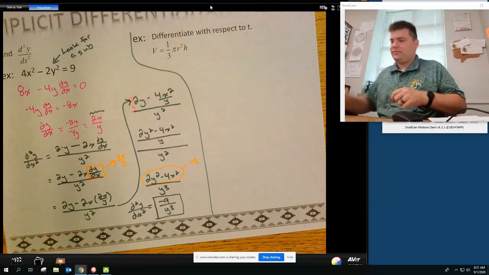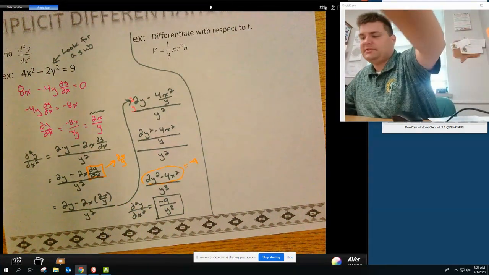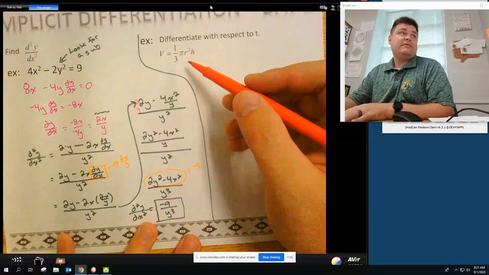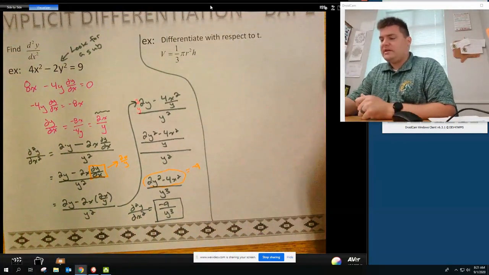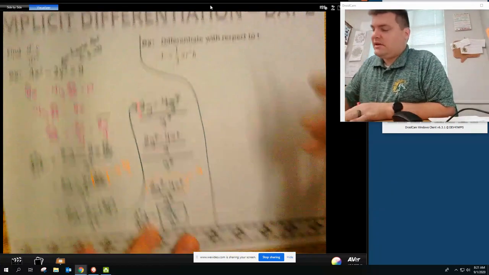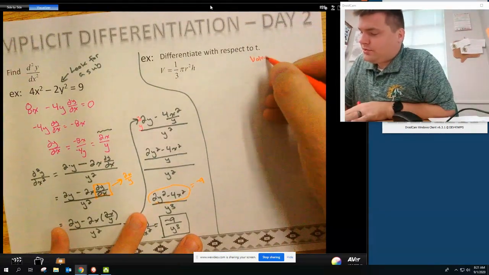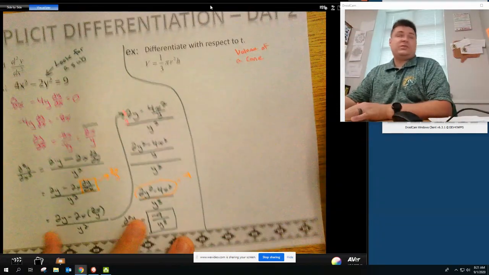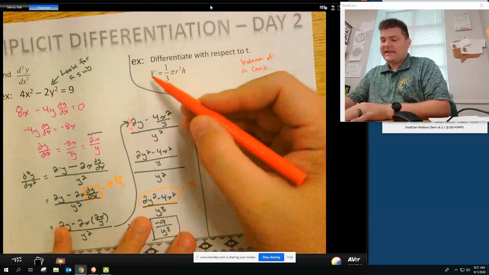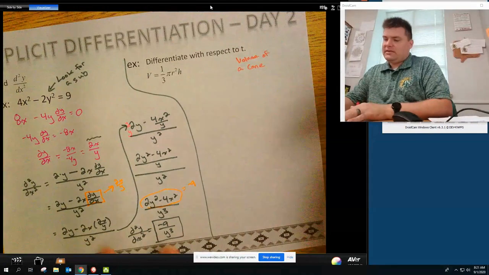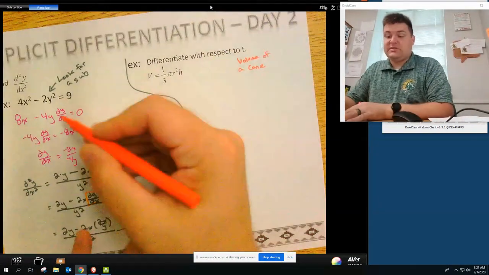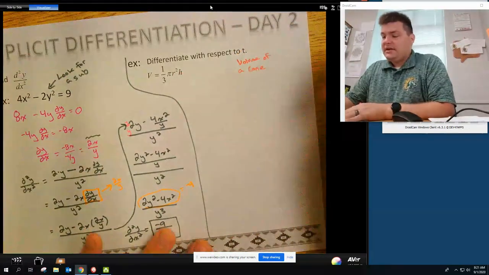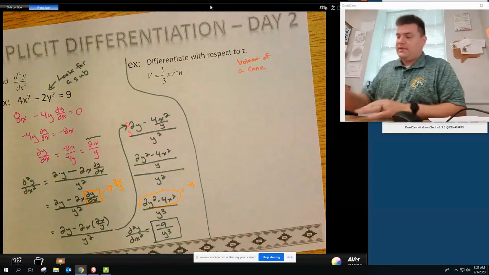This is going to be differentiating with respect to t. V equals 1/3 pi r squared h. Now, does this look familiar, by the way? V stands for volume, r stands for radius, h stands for height. This is actually the volume of a cone. Okay, so we're going to differentiate it with respect to t. Now, I don't see any t's here, so they're all going to be represented kind of like how it was dy dx. This will be dV, not dx, but dt, dr dt, dh dt. And that's how they're all going to be represented here.